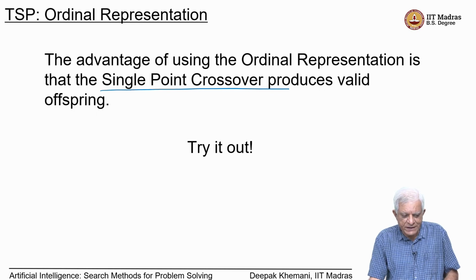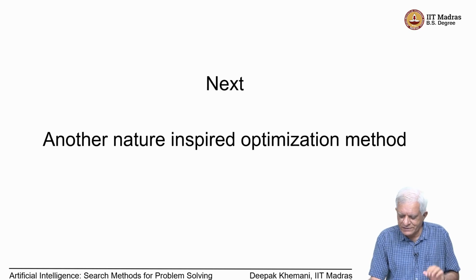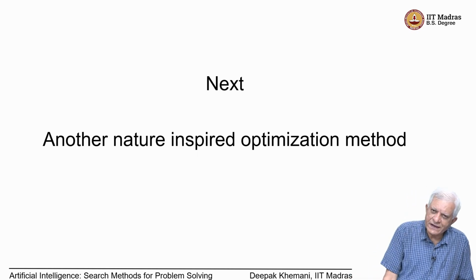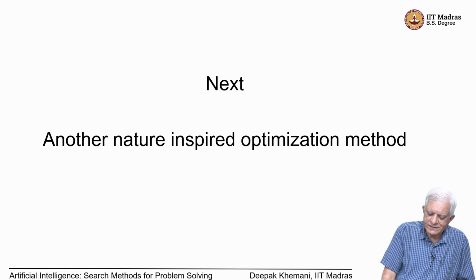So, with that we will end with TSP and the genetic algorithm, and move to another nature inspired optimization method, which is to learn from how ants operate.